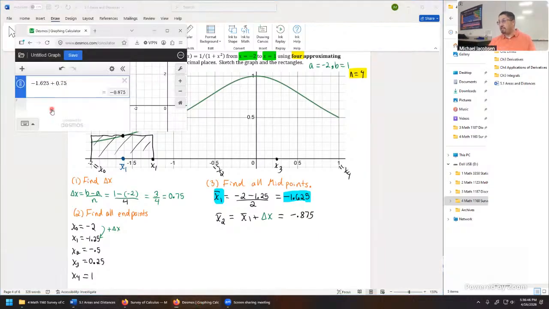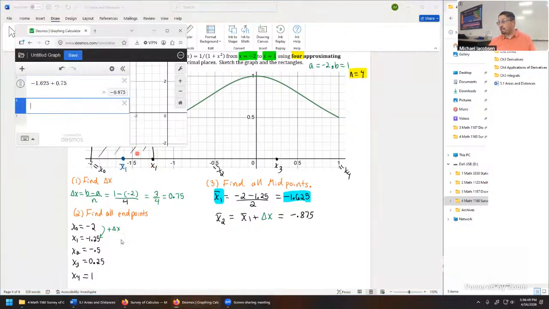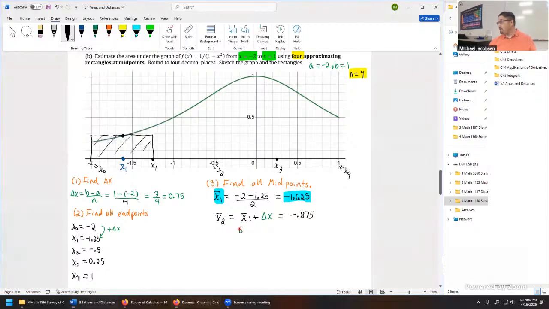And just to double check, if you did the average process, here's what it would look like. The second midpoint, x bar 2, is the average of x1, x2, so it would be negative 1.25 minus 0.5, divided by 2, and you get the same value either way. So adding delta x is just a little bit faster. So that's our second midpoint. Let's add it to the graph. Negative 0.875, somewhere around here. It's got to be between x1 and x2. So I'll just drop it here by eye. Here's x bar 2.